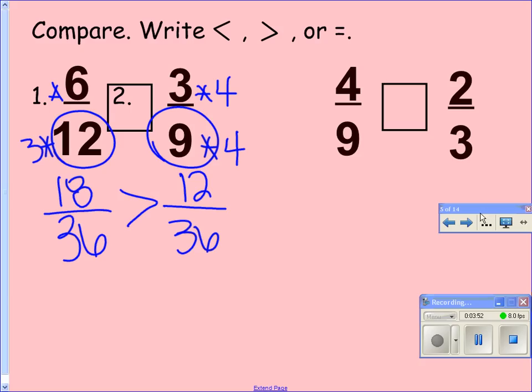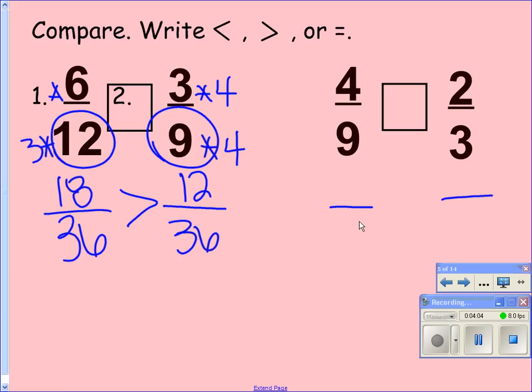Okay, so let's try this next one together. We have 4/9 and 2/3. We want to change both of these to have a common denominator. A common denominator for both of those would be 9. So we didn't have to do anything with the 9, so the 4/9 will stay the same. What did we do with the 3 to get to 9? We multiplied by 3. Whatever you do to the bottom, you have to do to the top to keep it an equivalent fraction. So 2 times 3 is 6. So 4/9 is less than 2/3 because 4 is less than 6.